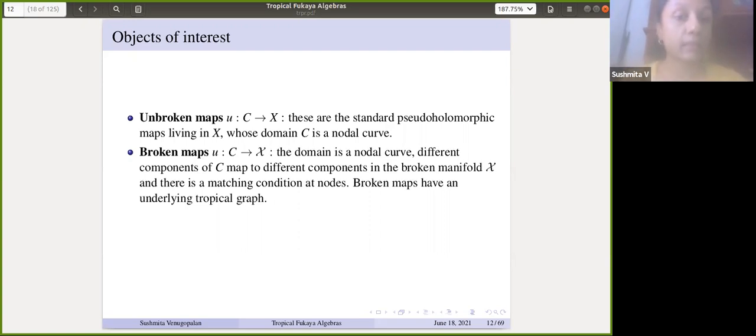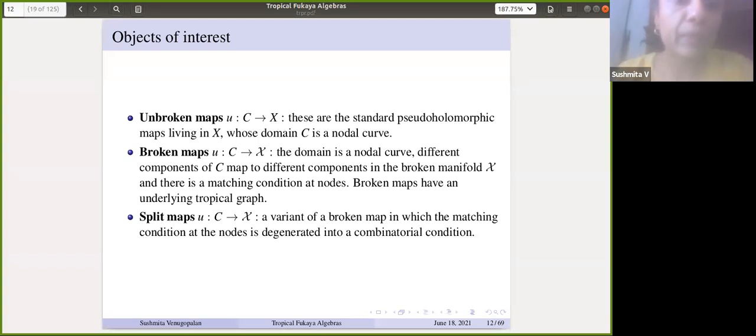And there is a combinatorial way. So this is going to be one of the take-home points of the talk. It's that these broken maps come with an underlying combinatorial object called the tropical graph. And thirdly, the third object, which is going to answer the second question in the previous slide, is called a split map. It's a variant of the broken map in which the matching condition is somehow degenerated into a purely combinatorial condition.